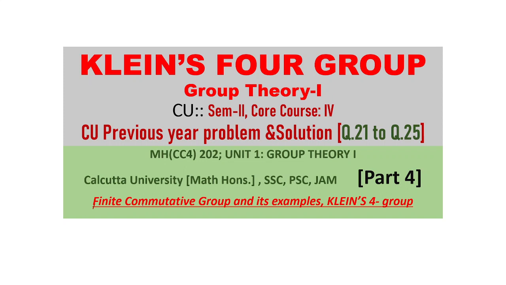the Klein's group, which is an example of a finite commutative group, as well as an example of a finite cyclic group. First we will know the Klein's group and the different properties of Klein's group, and then we will solve some problems related to this important concept. So first we will define Klein's group. So what is the definition?